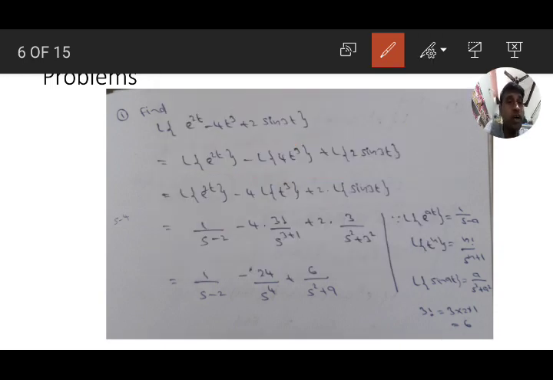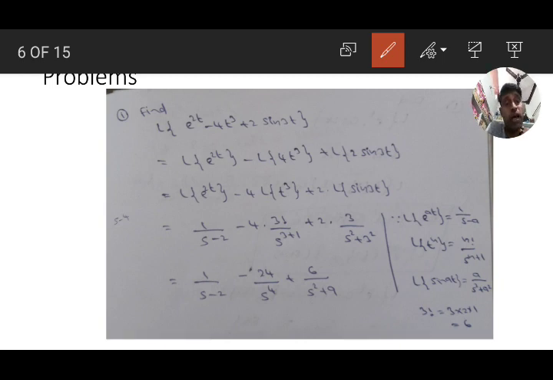Next step, the first one is L of e to the power of 2t, which is in the base formula L of e to the power of at equals 1 by s minus a, where a equal to 2. The second one is L of t to the power of n, which is n factorial by s to the power of n plus 1, where n equal to 3. The third one, L of sine 3t, depends on the formula L of sine at equals a by s square plus a square, where a equal to 3.